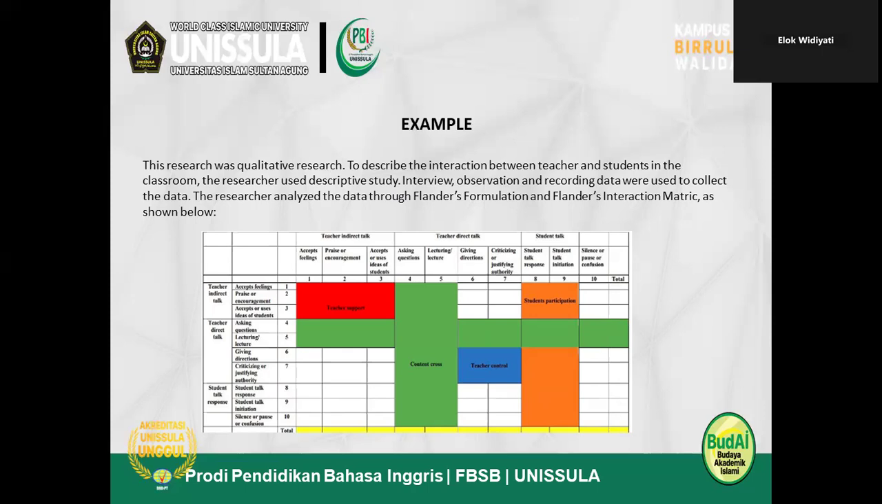Such as teacher indirect talk, teacher direct talk, and also the students' talk. For the other one, there will be student talk response. Okay, I think that's all. Talking about the theoretical point of view and also the real example in doing the interaction analysis, as one of the qualitative research traditions.